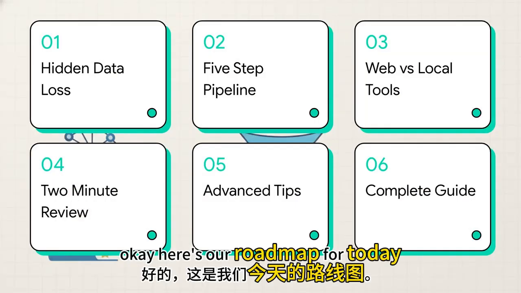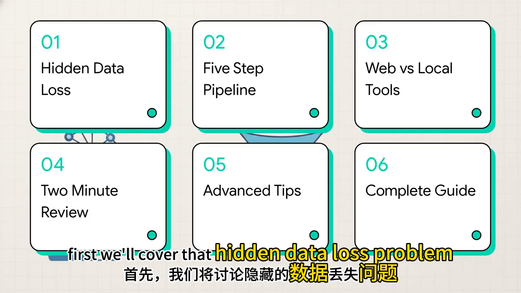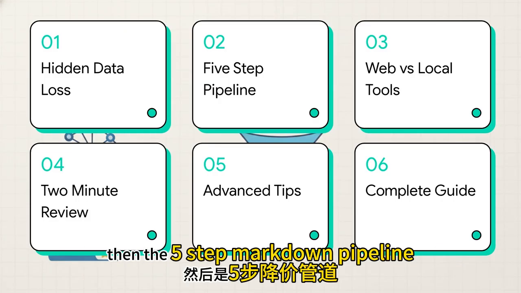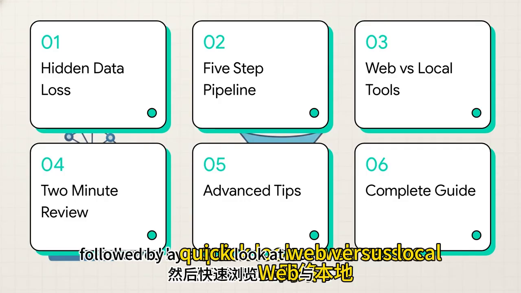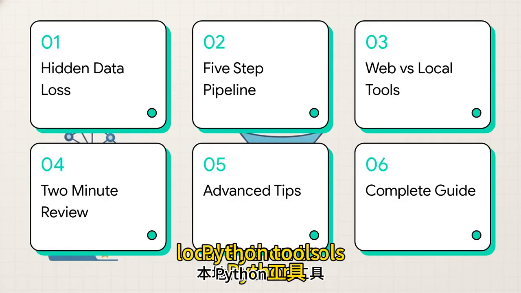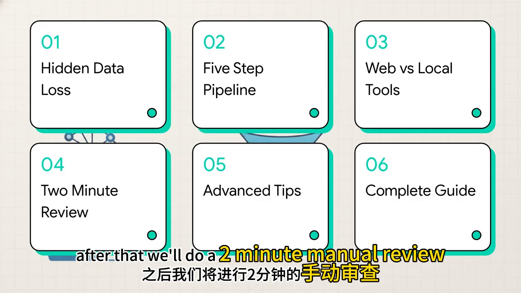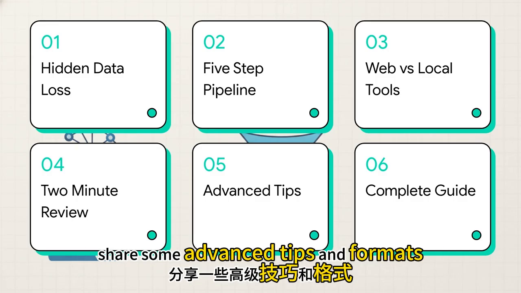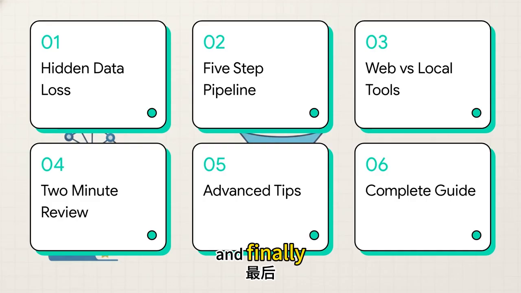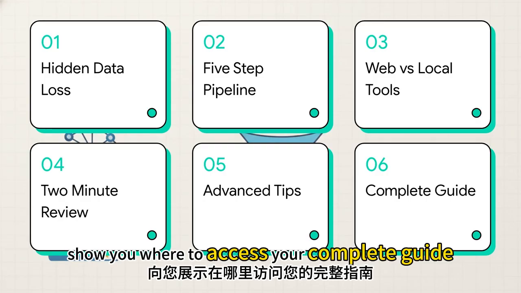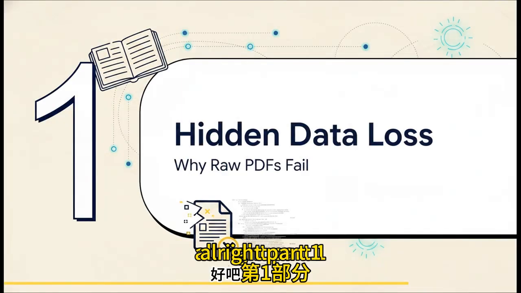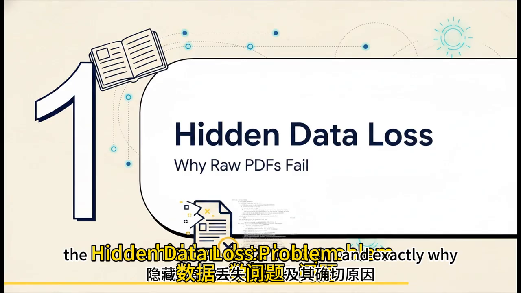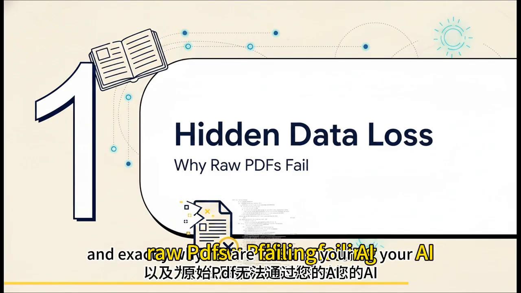Okay, here's our roadmap for today. First, we'll cover that hidden data loss problem. Then, the 5-step Markdown pipeline, followed by a quick look at web versus local Python tools. After that, we'll do a 2-minute manual review, share some advanced tips and formats, and finally, show you where to access your complete guide.